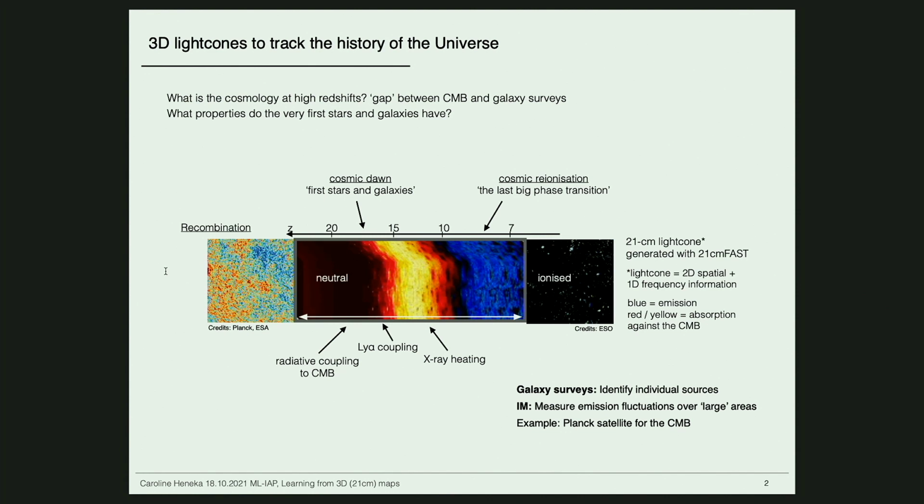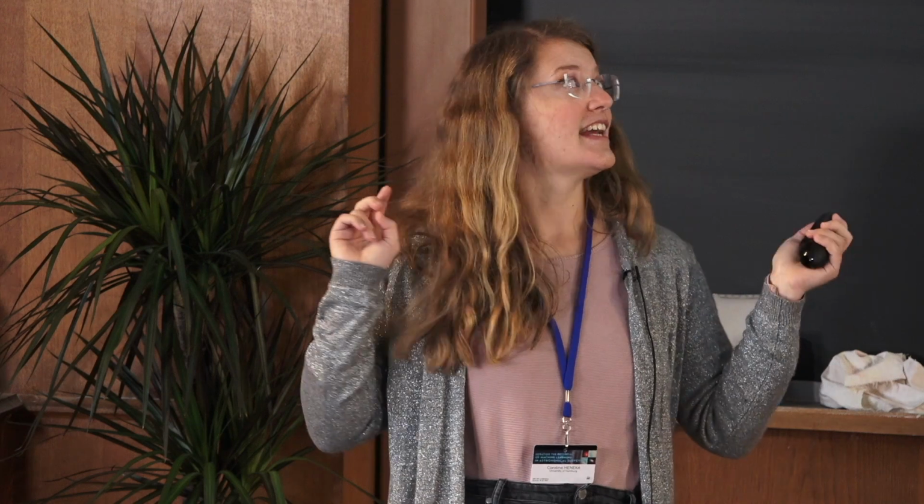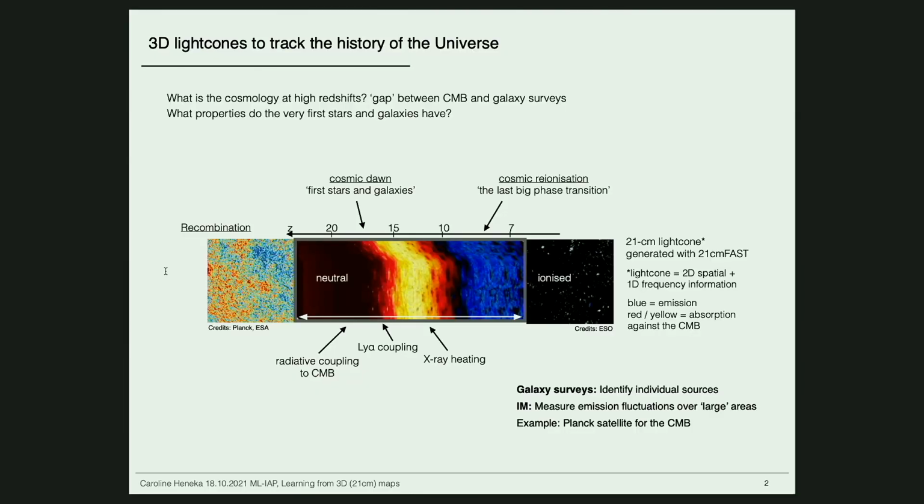And it's not limited to the 21 centimeter line. I'm talking about the 21 centimeter line today, but it can also be other lines. You can think of, for example, rest wavelength optical lines that redshift and, at high redshift of reionisation, become infrared or even far infrared lines. So there's lots of interesting things to discover in this gap at high redshifts.